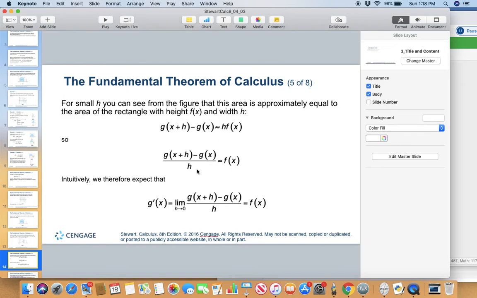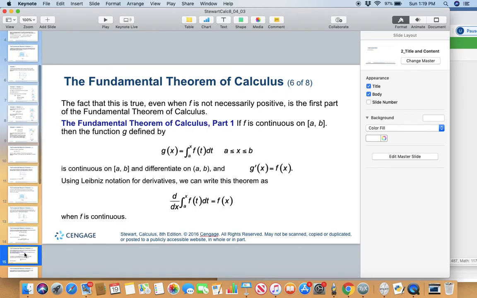Approximately so. So why don't I divide by h? So (g(x + h) minus g(x)) over h is approximately f(x). When I take the limit h approaching 0, on the one hand I get the derivative, on the other hand, because this no longer has an h, the limit continues to be f(x). In other words, the derivative of the area function is the original underlying function. Okay, which brings us to part 1 of the fundamental theorem of calculus.